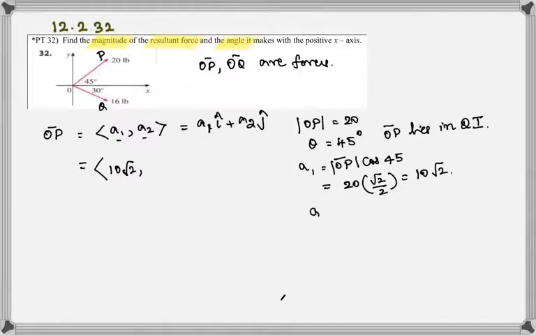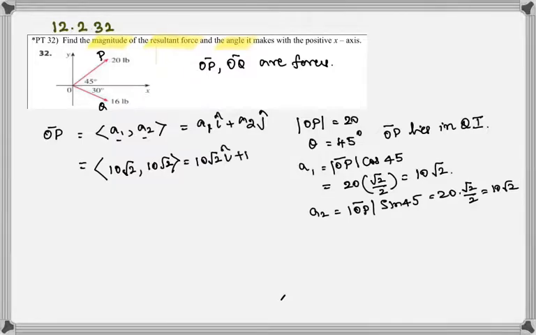Same way we can determine the y component, which is absolute OP times sine of 45. So which is the length of the vector, 20, times the same thing, root 2 over 2, which is 10 radical 2. So the y component is also 10 radical 2, which can be written as 10 radical 2 i plus 10 radical 2 j. That is for the first vector, OP.